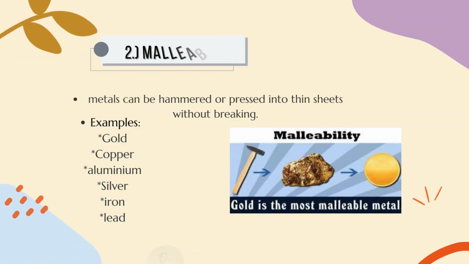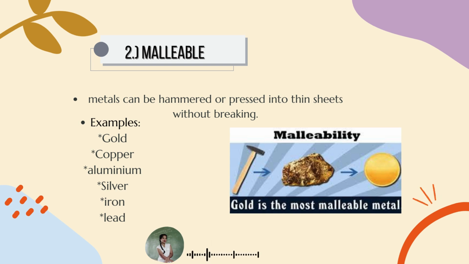The second one is malleable. Metals can be hammered or pressed into thin sheets without breaking. Examples are gold, copper, aluminum, silver, iron, lead, and many more.